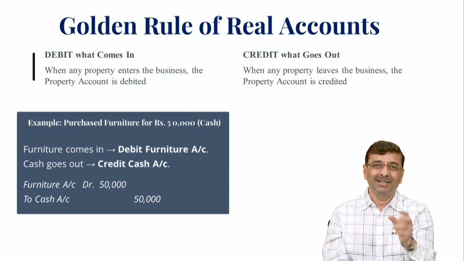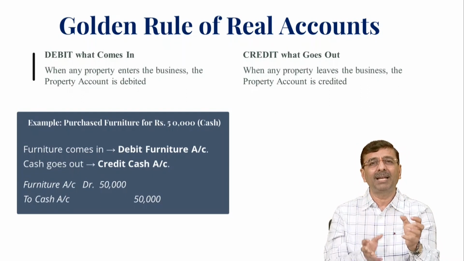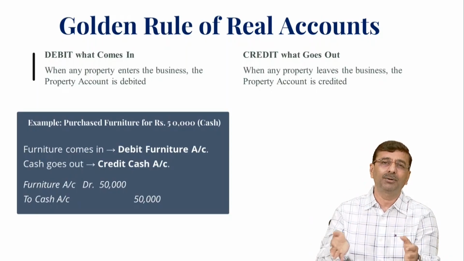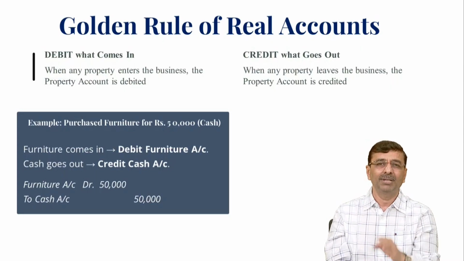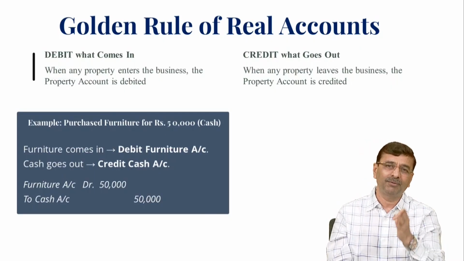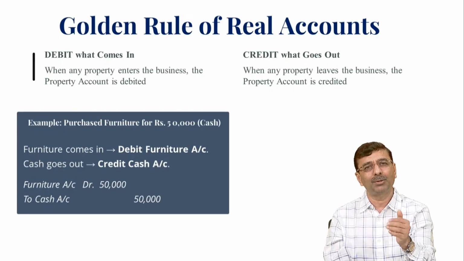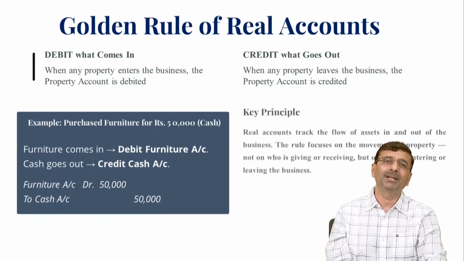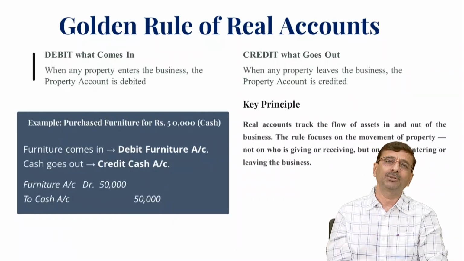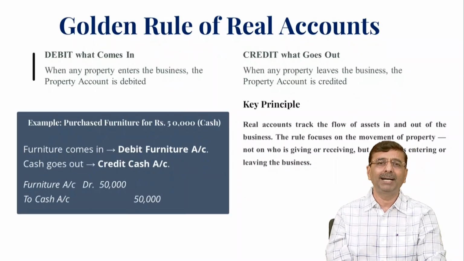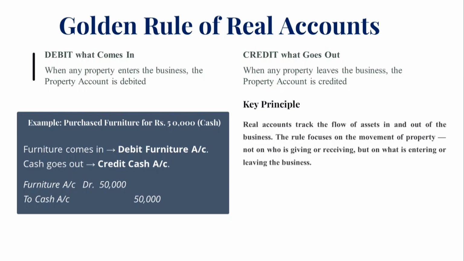When I'm explaining another account, I'm taking transactions together so you can understand better. That's why I take it here that the furniture is debit and cash goes out, cash is credit. This is the way the real account is applied. The key principle you have to keep in your mind is that real accounts track the flow of assets in and out of the business.